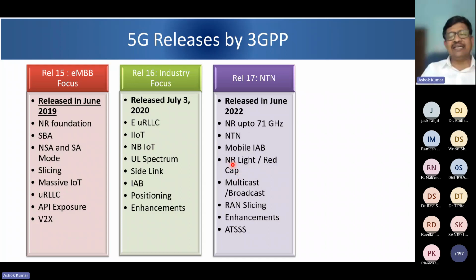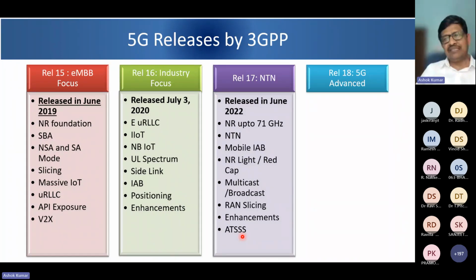We are talking about NR Lite, new radio light or reduced capability 5G in release 17, to support more and more IoT use cases of different categories. Then multicast, broadcast, RAN slicing, ATSSS. These are the things which came in release 17. Then release 18, although these releases are yet to come.